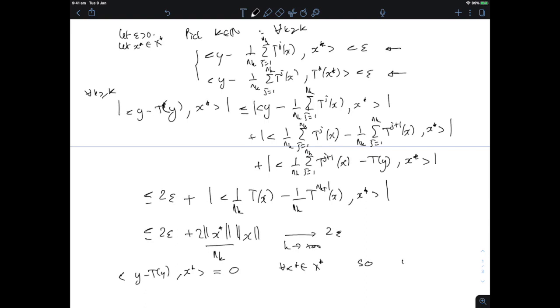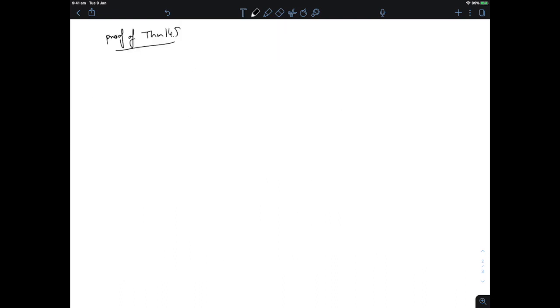So y is in the null space of identity minus t. And that concludes the proof of theorem 14.4, the Tauberian theorem. Okay, so we're now in the position to use theorem 14.4 to prove theorem 14.5, the actual extension of von Neumann's theorem by Yosida to reflexive Banach spaces.